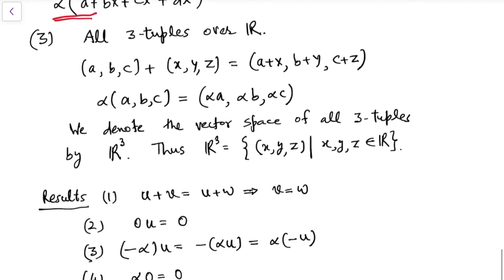All three-tuples over R. If we add two tuples, they are added this way, and scalar multiplication is defined this way.